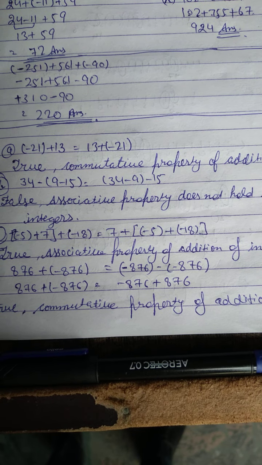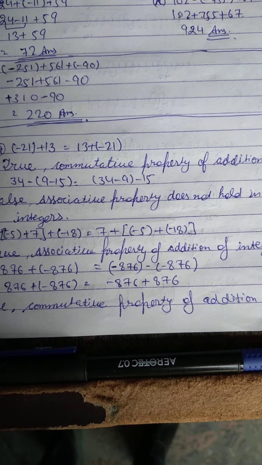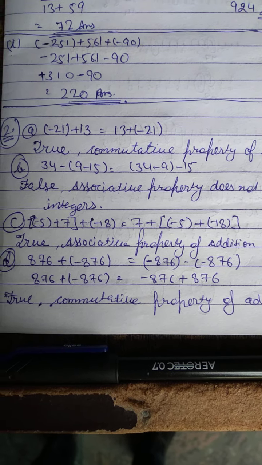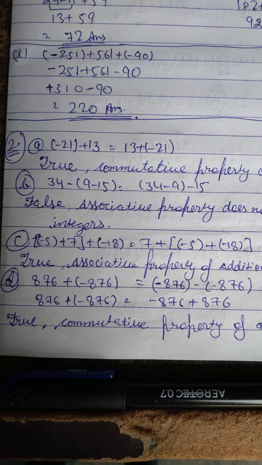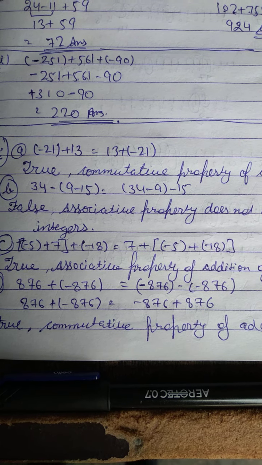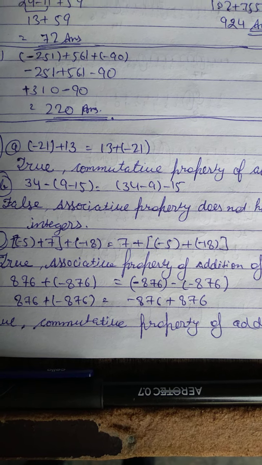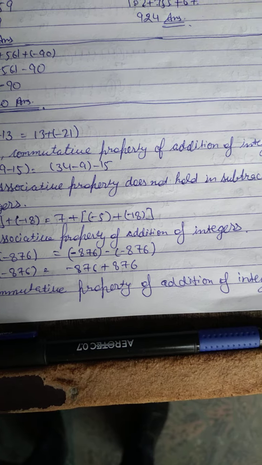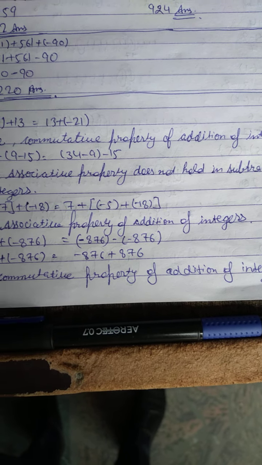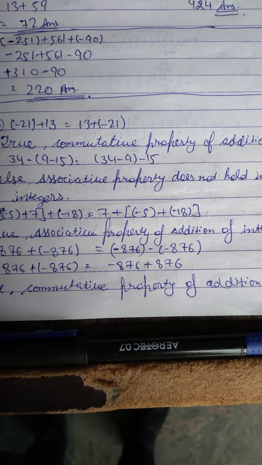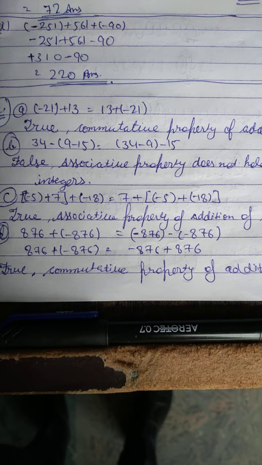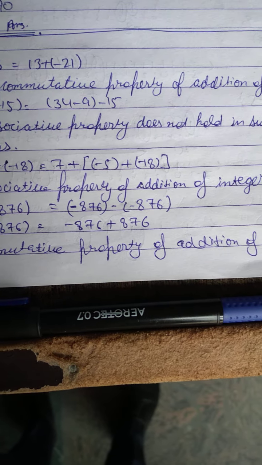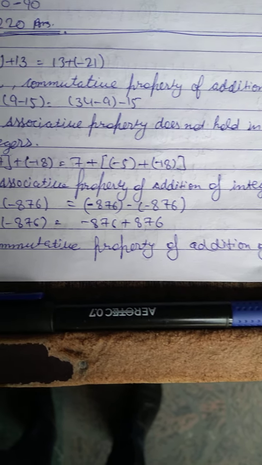If you have any doubt whether the left hand side and right hand side are equal or not, you can check the values, then write your answers. If the values are the same, the answer is true. If the values are different, then the answer is false. So the associative property does not hold in the subtraction of integers, we know that. Okay, so C part is the associative property of addition, and we know that it is true. The associative property of addition of integers holds.